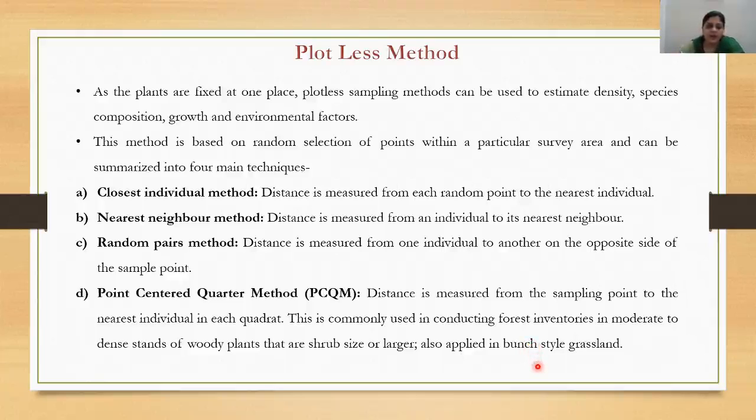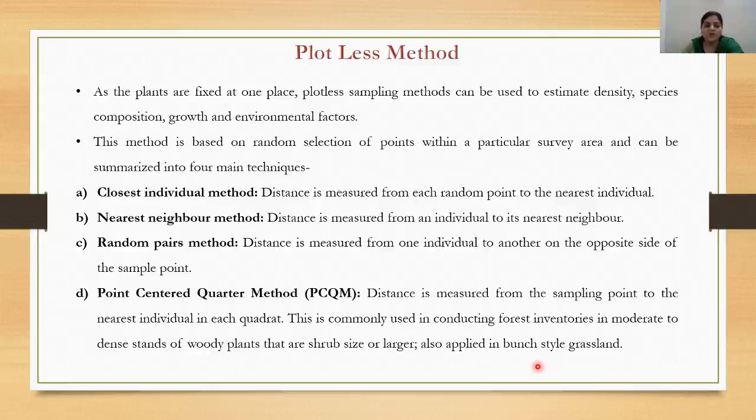Then the third vegetation sampling method is the plotless method. As plants are fixed at one place, plotless sampling methods can be used to estimate density, species composition, growth, and environmental factors. This method is mainly based on random selection of points within a particular survey area and can be summarized into four main techniques. To study the vegetation of a random area, this particular method can be employed.